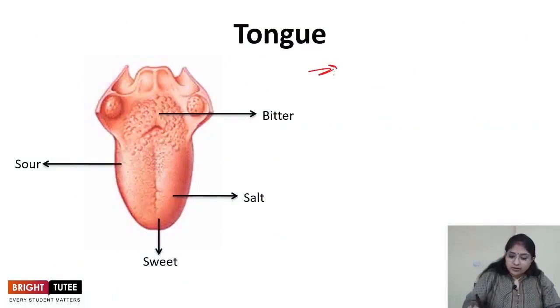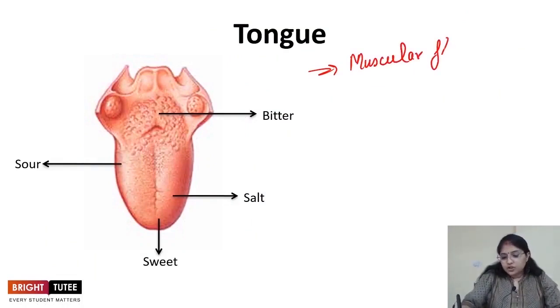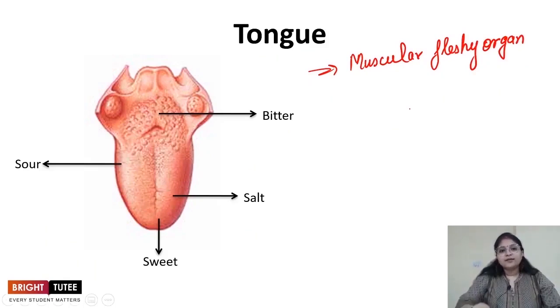Now tongue, students, is a muscular fleshy organ. When I say muscular, it means that it doesn't have a bone, right? The whole tongue is complete muscles and it is fleshy, right?